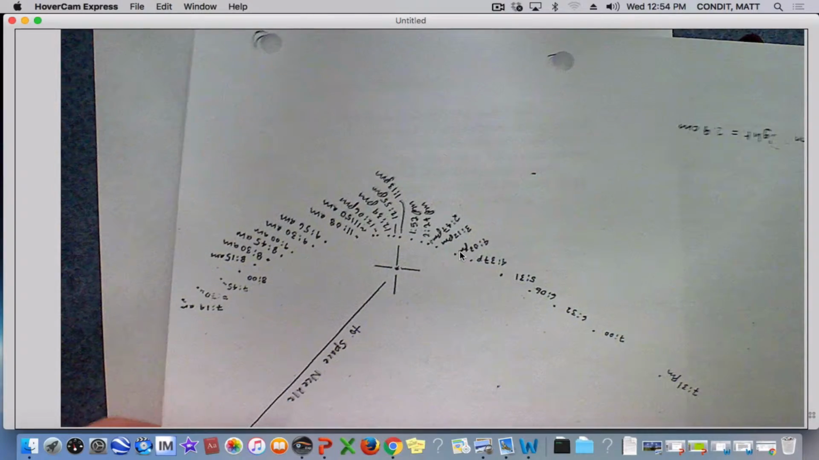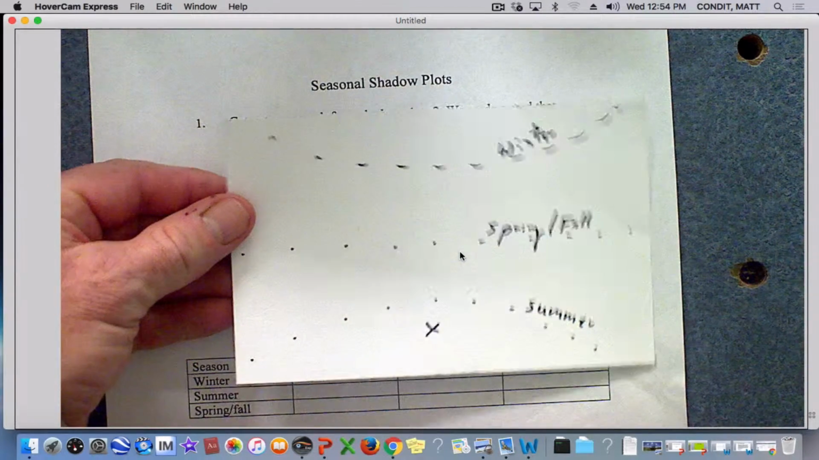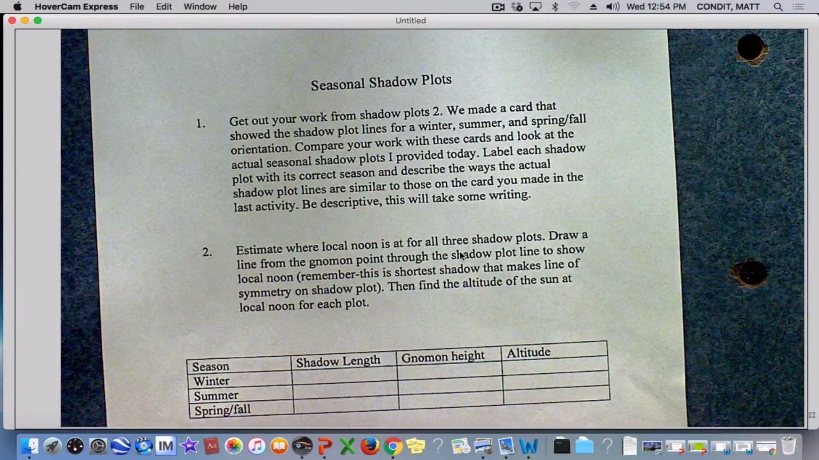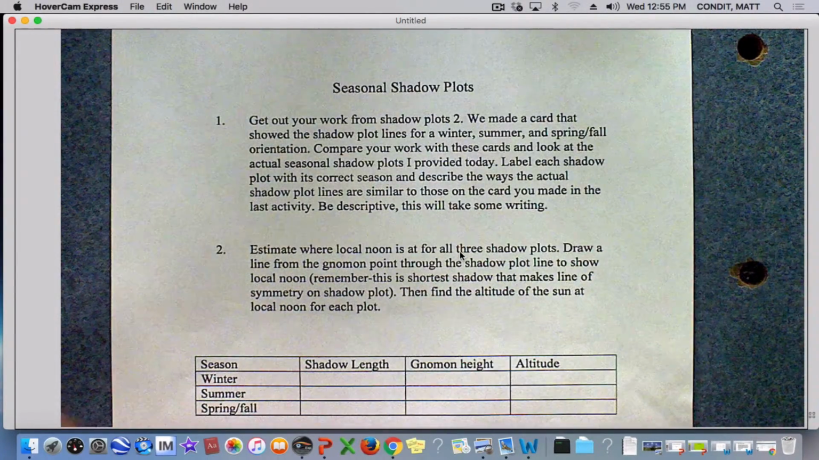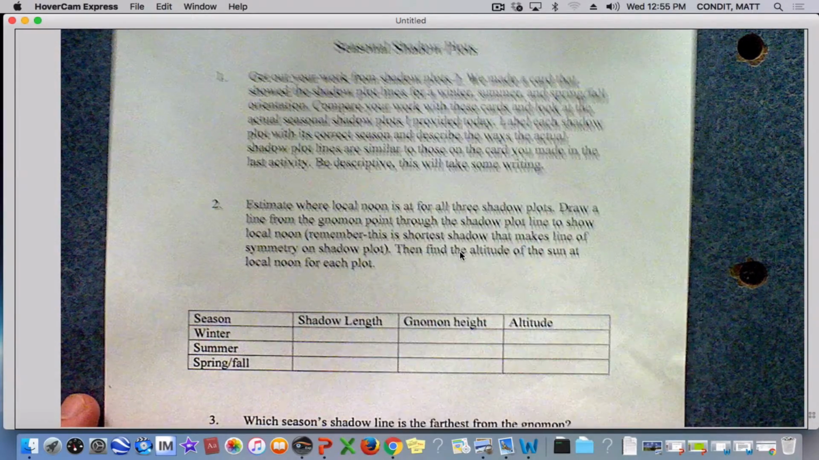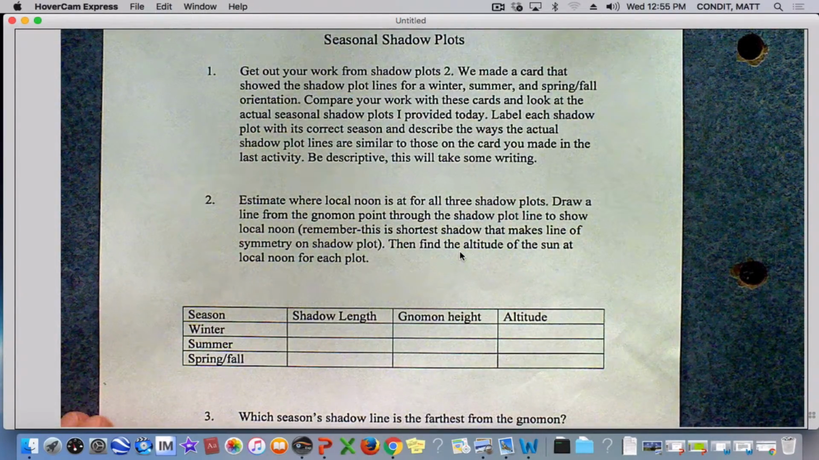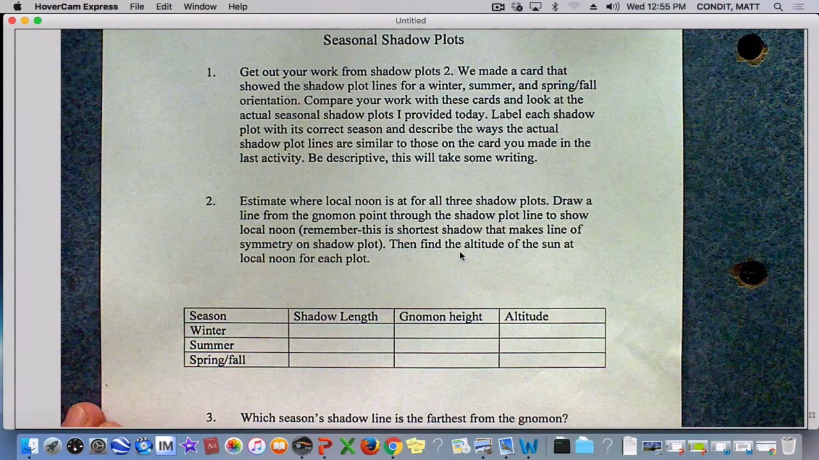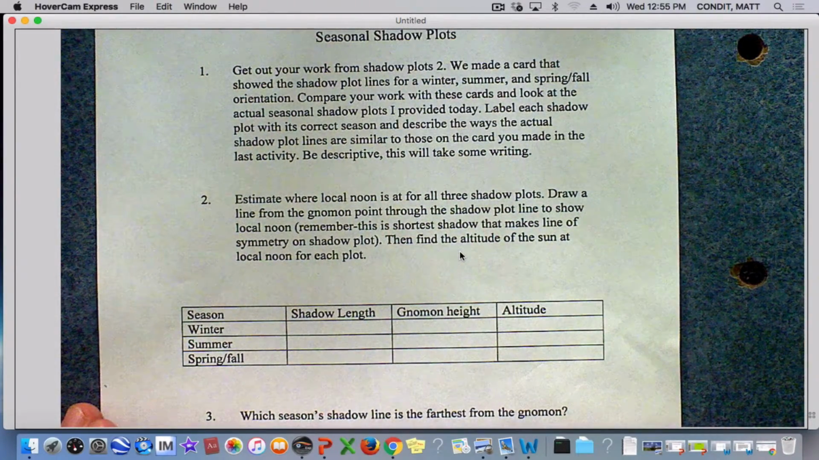So the first thing you're going to have to do is figure out which season each of these is and write summer, winter, or spring/fall on them. And remember, your key for doing that is which one of these lines they look like. Once you've done that and you've labeled them appropriately, I want you to find the local noon altitude of the sun, that highest altitude the sun reaches in the day for each season. And we can't do that until we make a local noon line.